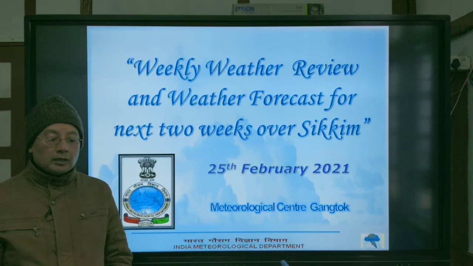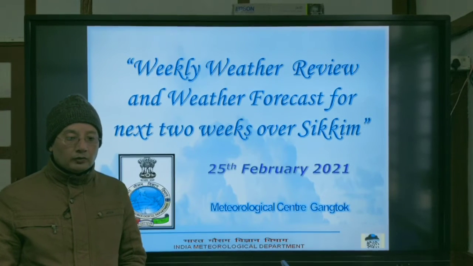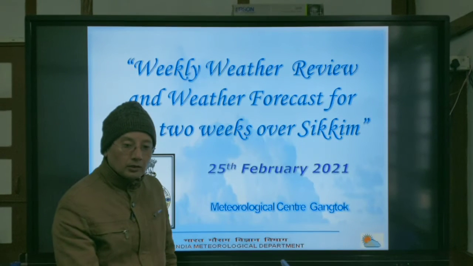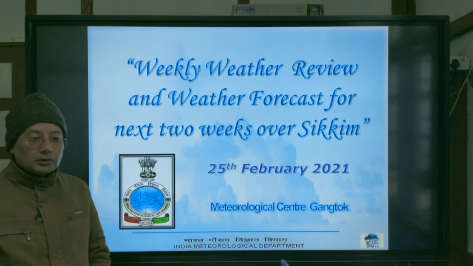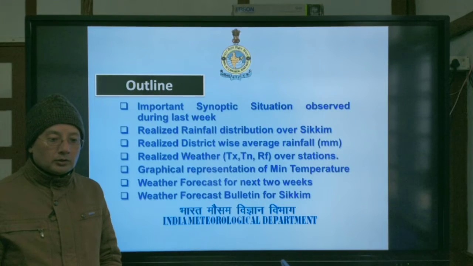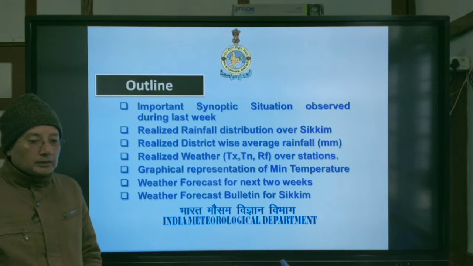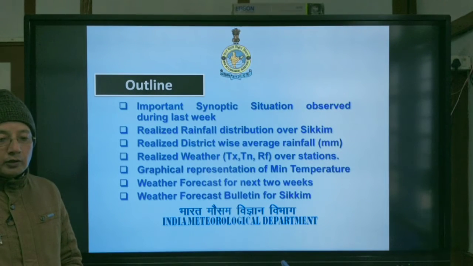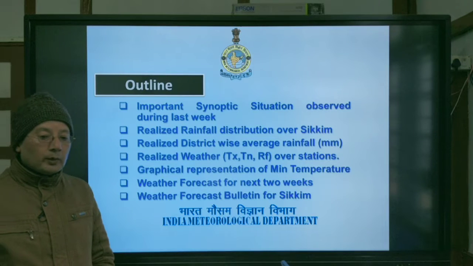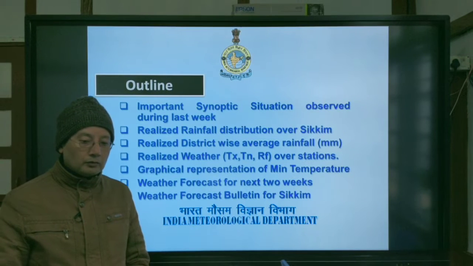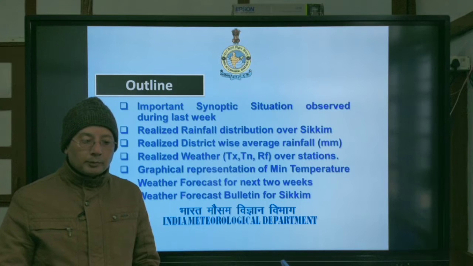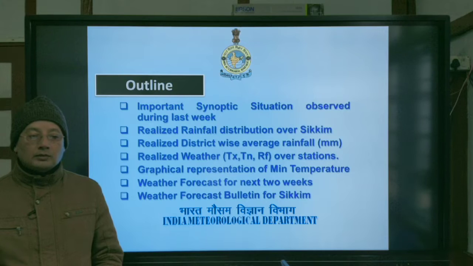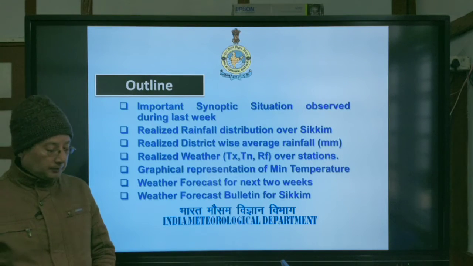I'm R.K. Chhetri and I'll be presenting weekly weather review and weather forecast for next 2 weeks over Sikkim state. So the outline is as follows. Important synoptic situation observed during last week. Realized rainfall distribution over Sikkim. Realized district-wise average rainfall in millimeters. Realized weather, maximum, minimum and rainfall over various stations. Graphical representation of minimum temperature. Weather forecast for next 2 weeks and weather forecast bulletin for Sikkim state.